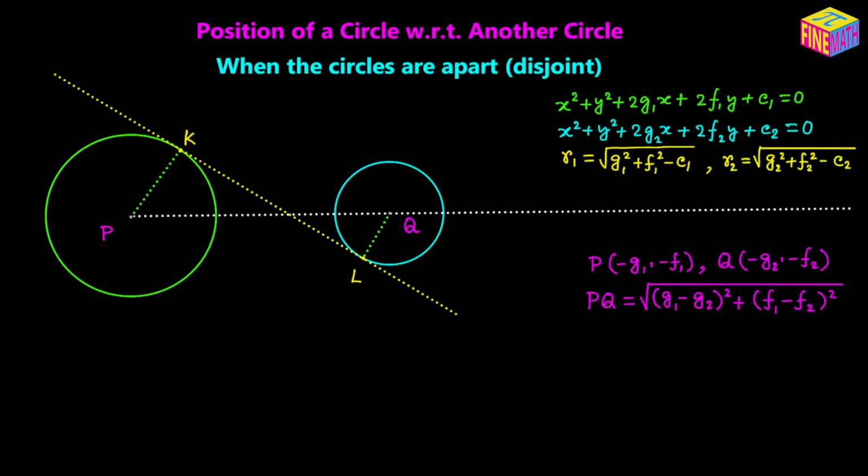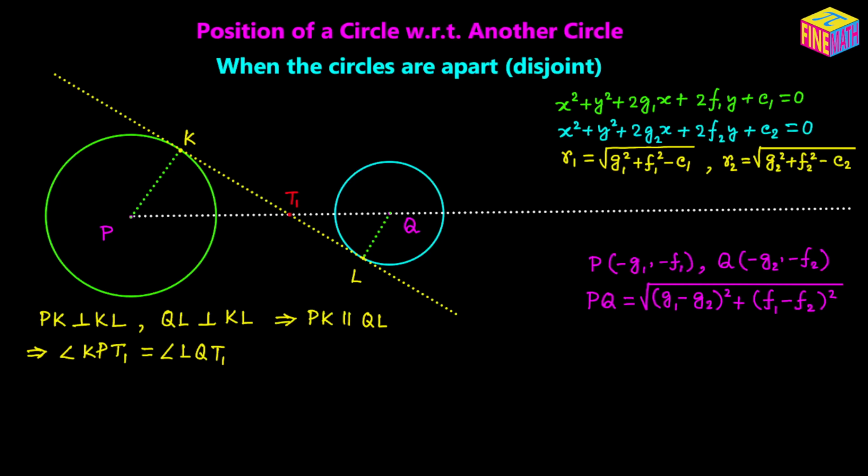Here I have removed the direct common tangents and I have drawn one of the transverse common tangents, and let's assume that the points of contact are K and L, and I have joined the centers with the points of contact. And let's assume that this transverse common tangent intersects the PQ line segment at point T sub 1. From the diagram, we can clearly see that PK will be perpendicular to KL because radius is always perpendicular to the tangent. And similarly, QL will also be perpendicular to KL. That means PK and QL will be parallel to each other.